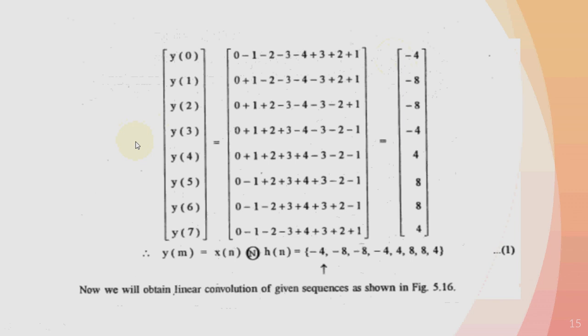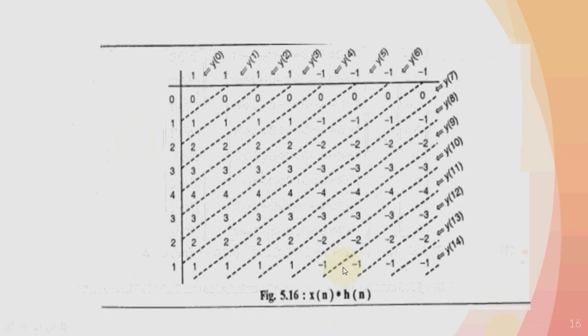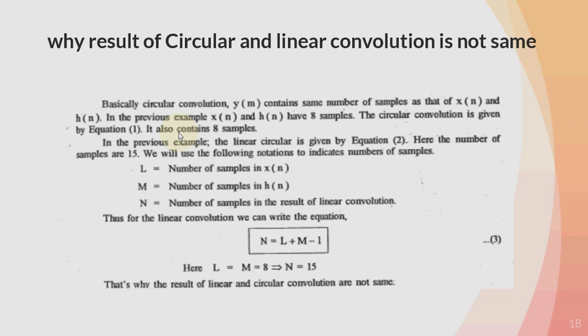So if you check the output of circular convolution and the output of the linear convolution, this is the second equation, these two outputs are different. So we can conclude that the results of the circular convolution and linear convolution are not the same. So why is the result of circular convolution and linear convolution not the same?